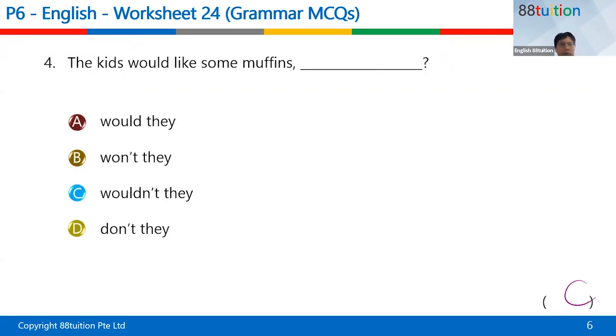Okay. Next one, number 4. The kids would like some muffins. Answer is wouldn't they? Would, right? Wouldn't they?